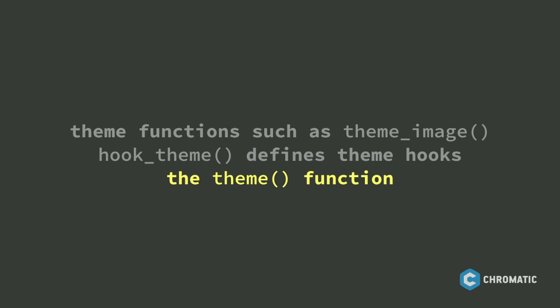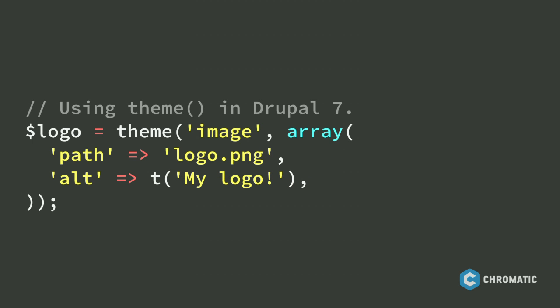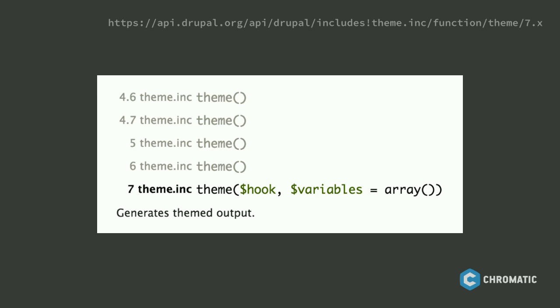So let's talk about the theme function. After all, again, the session description mentions it quite a bit. So here is our example, once again, from the beginning of the session. This is how the theme function is used, and it was called a lot in Drupal 7. I think over 200 times in core, and it was used all throughout contrib modules as well. A lot of the custom code I've worked with, a lot of the custom code I used to write, littered with the theme function. And as we can see on the documentation page on Drupal.org for it, it's been around since Drupal 4.6, so it's definitely not new.